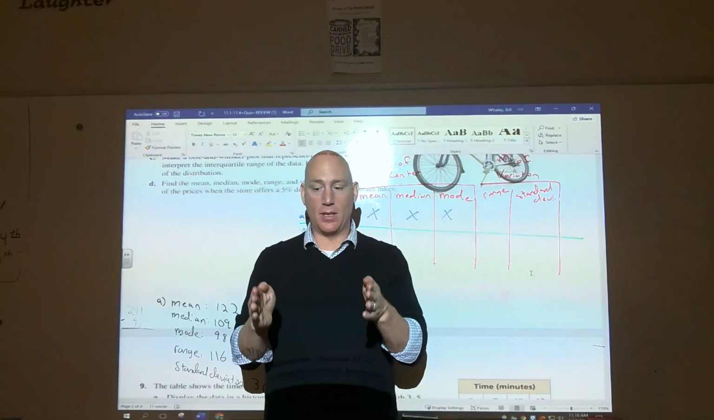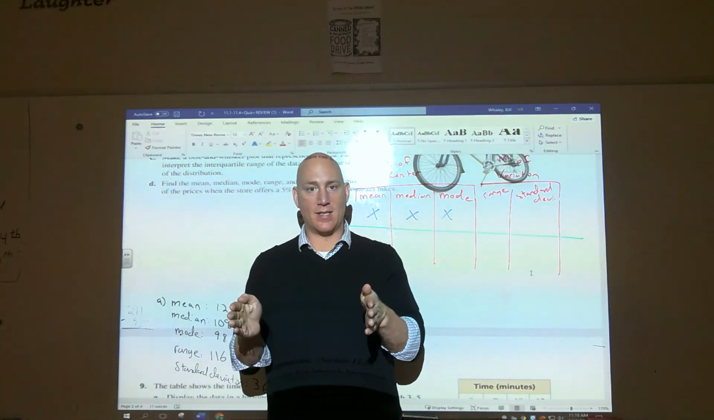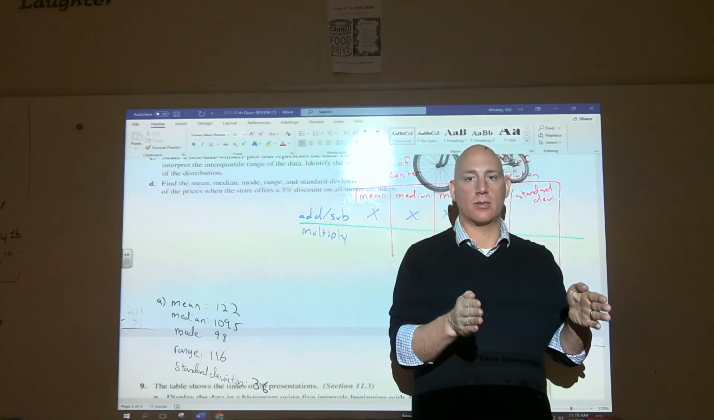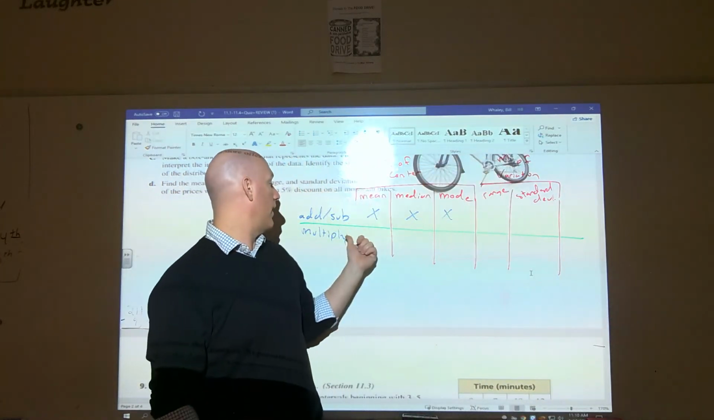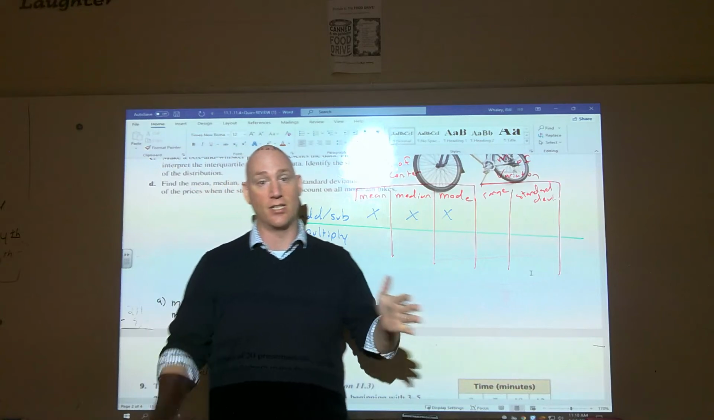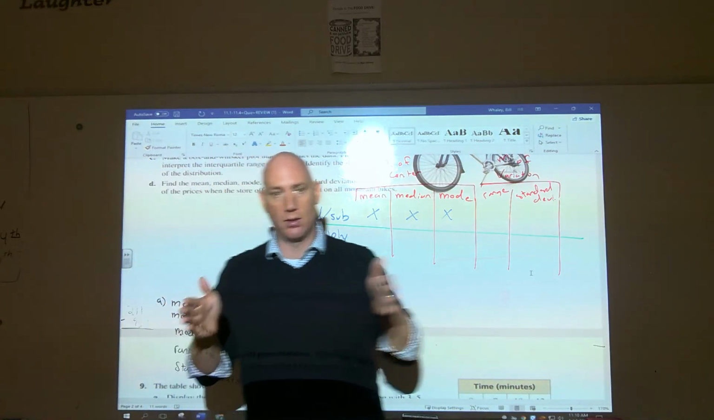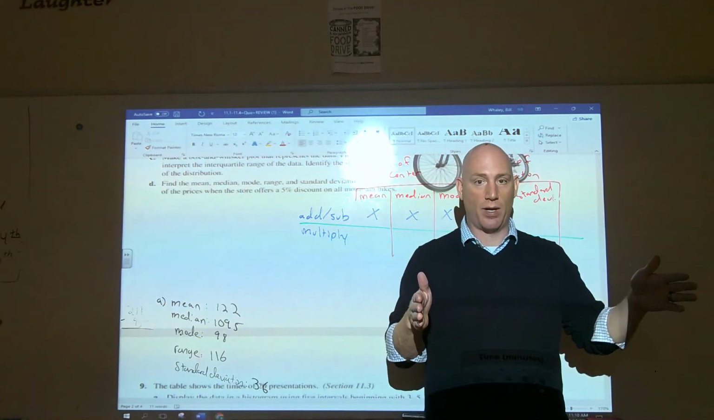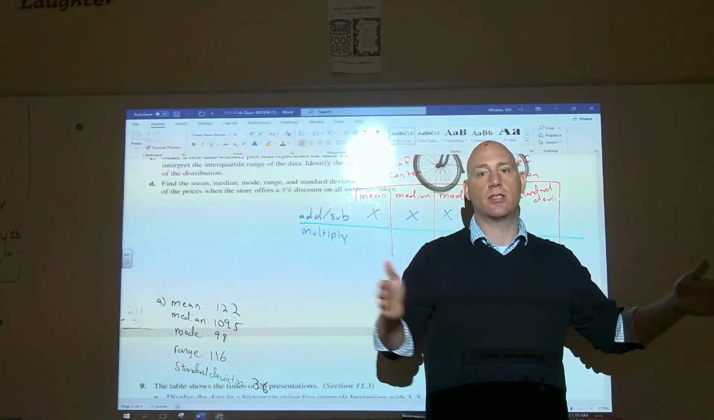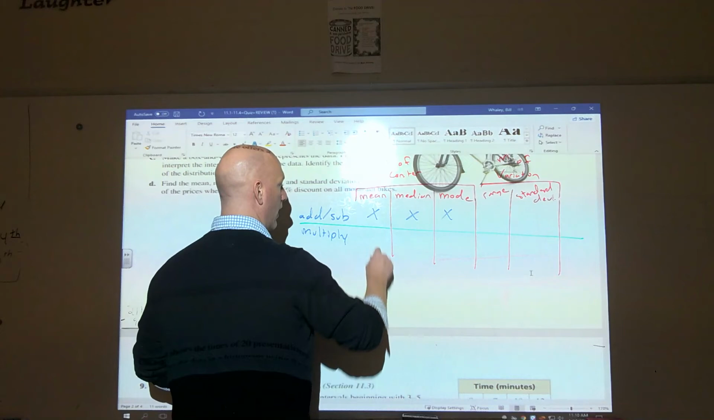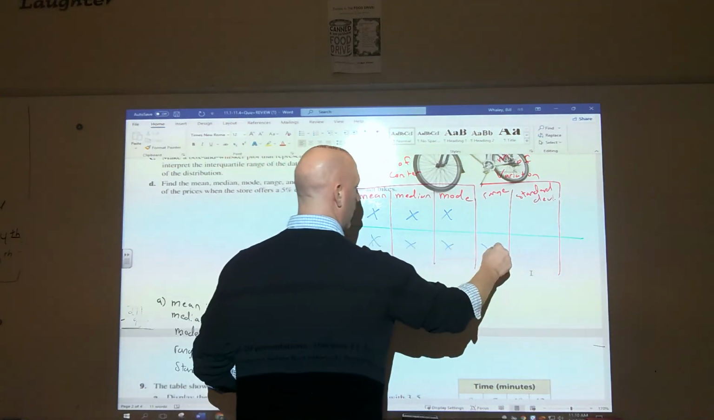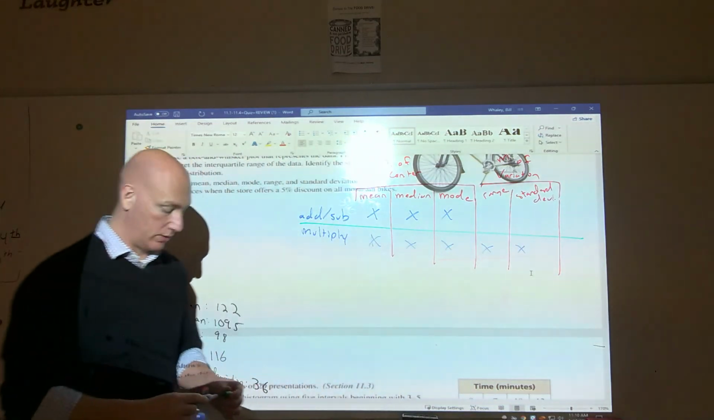Yes, because the mean, median, mode are inside the data set. All of them are added or subtracted by whatever you change the data set by. If you multiply the entire data set, it shifts like this. You see how my hands spread apart? It changes the spread. So if you multiply a data set, you change everything. So those are your rules. And you have to know this.